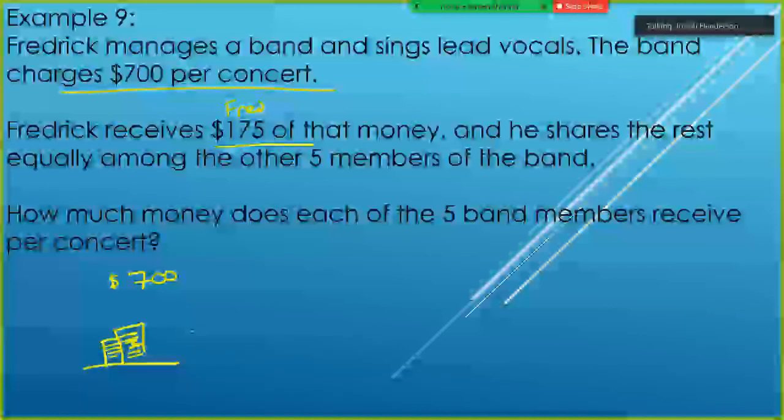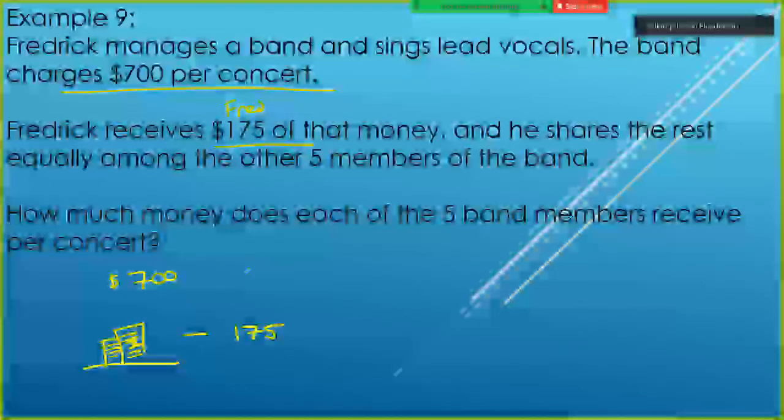And then Frederick's going to minus 175 from that. Take it right off the top. Maybe the other band members should talk to Frederick about this. Maybe he shouldn't be doing that, but I'm trying to be funny. But the point is, it's the total that they have minus his 175. That equals some amount, right?